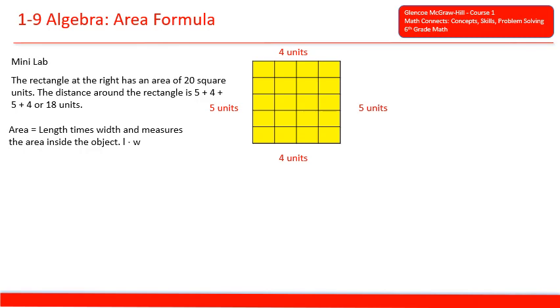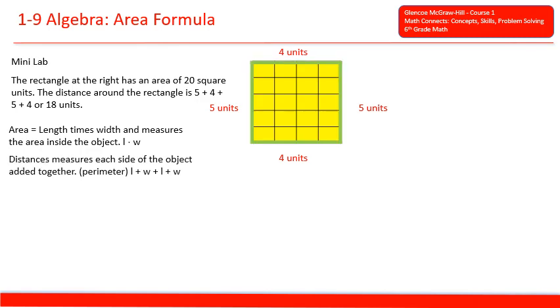Area equals length times width and measures the area inside the object. So length times width we can write as L times W, and that's the area inside the shaded yellow. Distance measures each side of the object added together, also called the perimeter, which is length plus width plus length plus width. And that's the 4 units plus the 5 units plus the 4 units plus the 5 units.